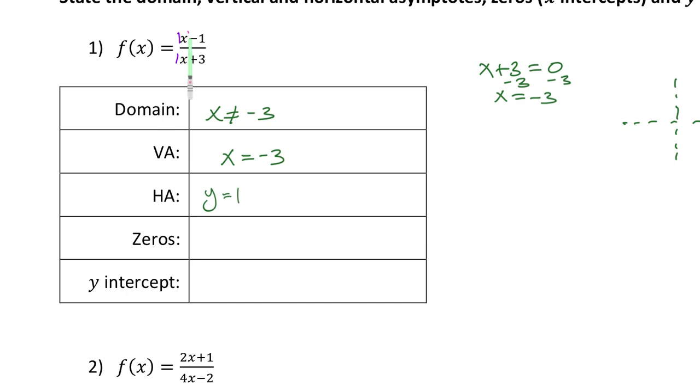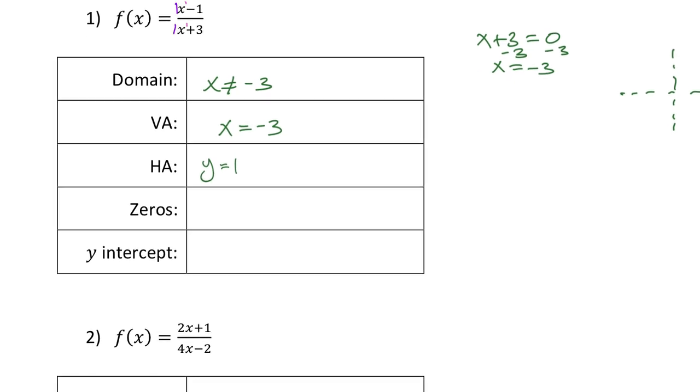If the degree of the denominator is higher than the degree of the numerator, then it's y equals 0. And if the degree of the numerator is higher than the degree of the denominator, there's no horizontal asymptote.